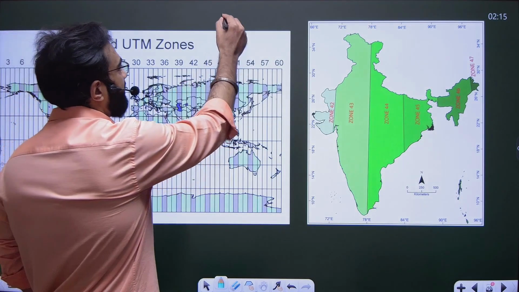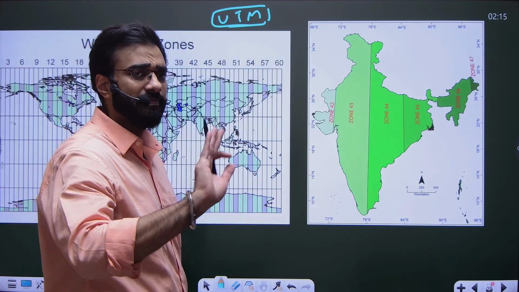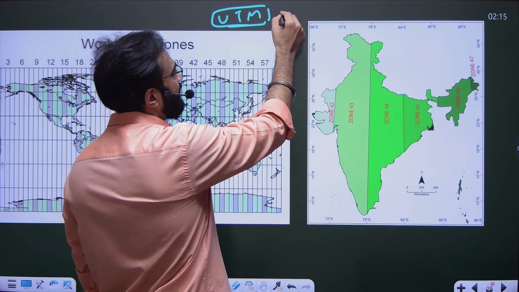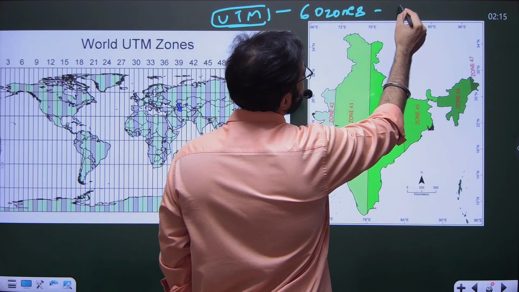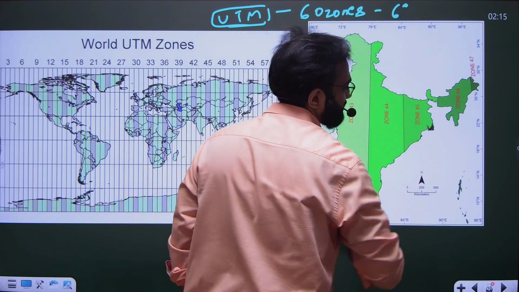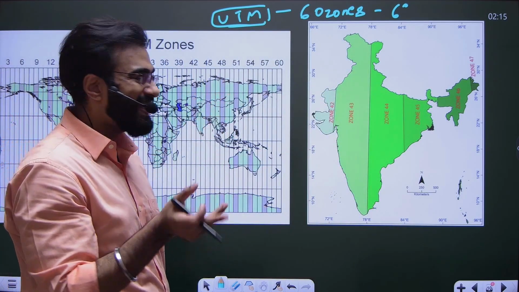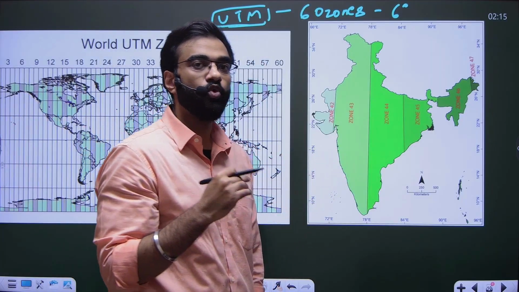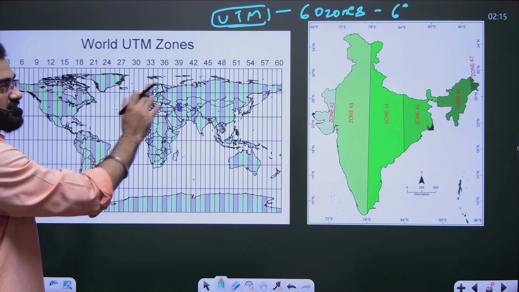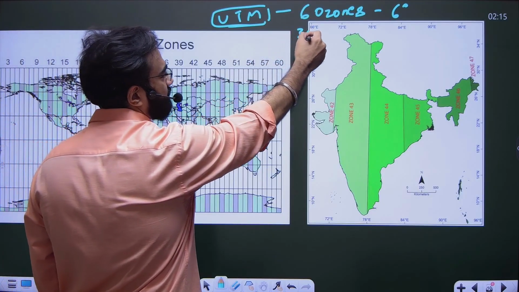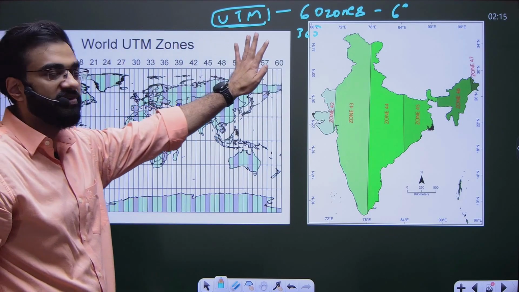UTM, which we have already talked about, is the Universal Transverse Mercator projection. The simple explanation is that it consists of 60 zones, and the width of each is 6 degrees. To avoid distortions and to make the projected coordinate system easier to understand, various zones have been created. 60 times 6 is 360. Here you can see the different zones. It starts from 0 and goes all the way to 60.